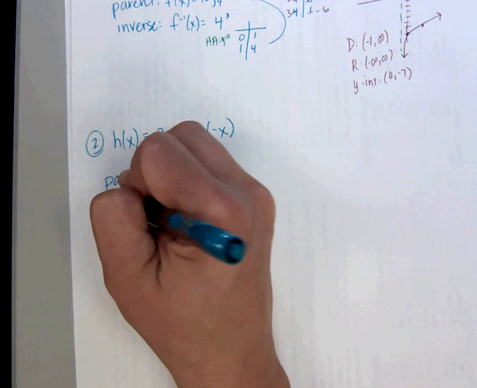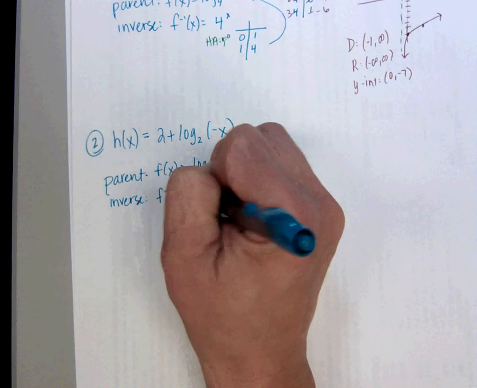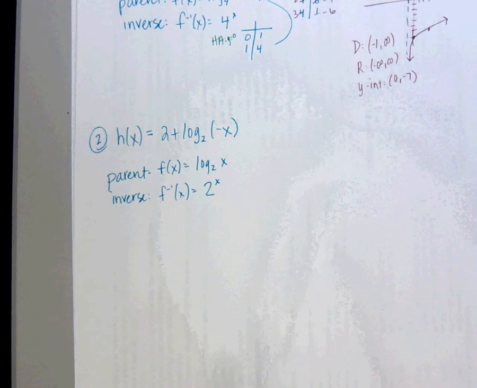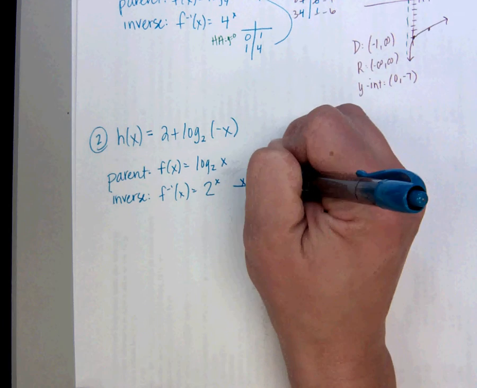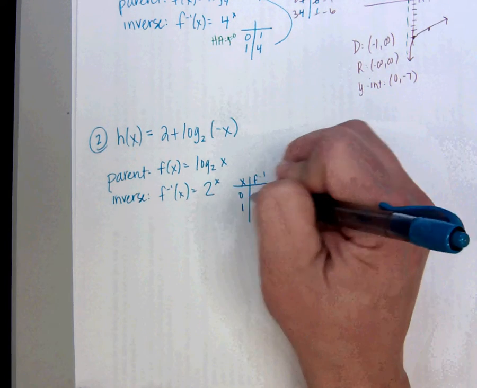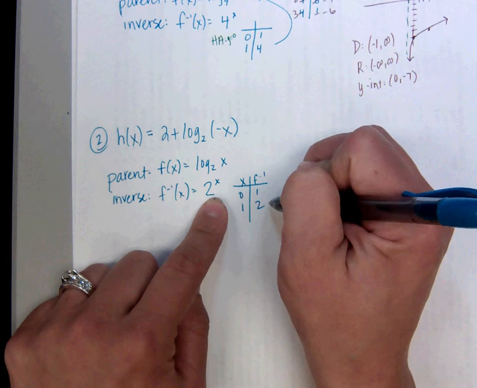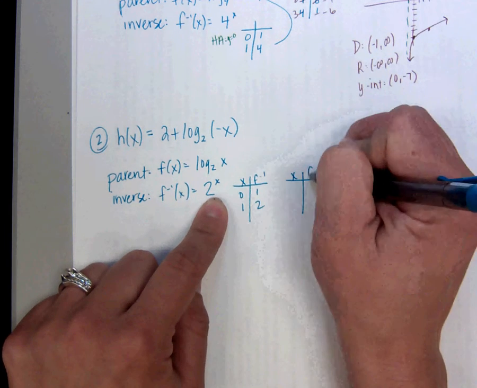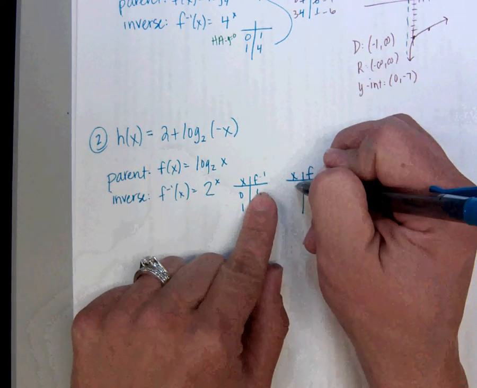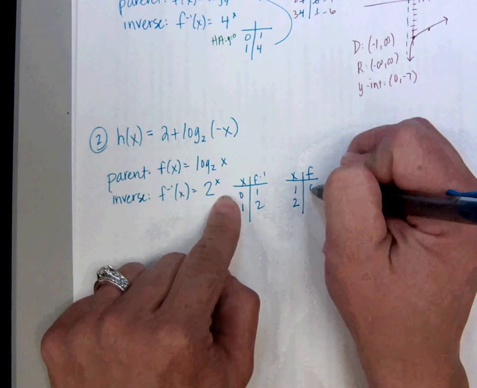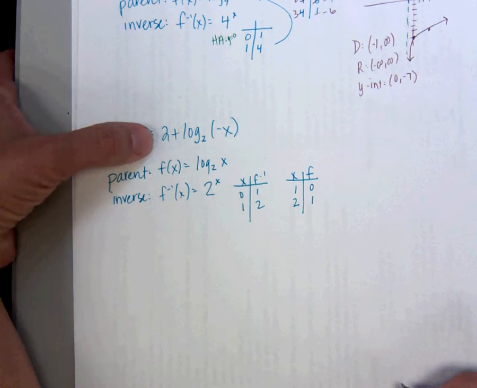So then we think about its inverse. Its inverse would be the exponential function 2 to the x. So if I make my inverse table, I have 0, 1, 1, 2. If I plug in 0, I get 1. If I plug in 1, I get 2. When I do my regular f, my parent function, my y values become x values, and my x values become y values. After x and y trade places, we do our transformations.